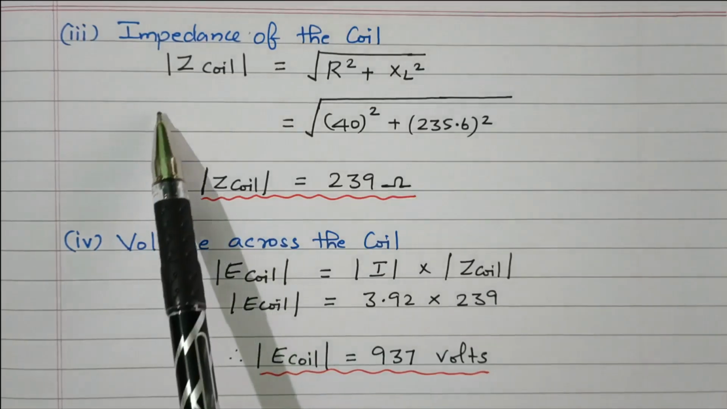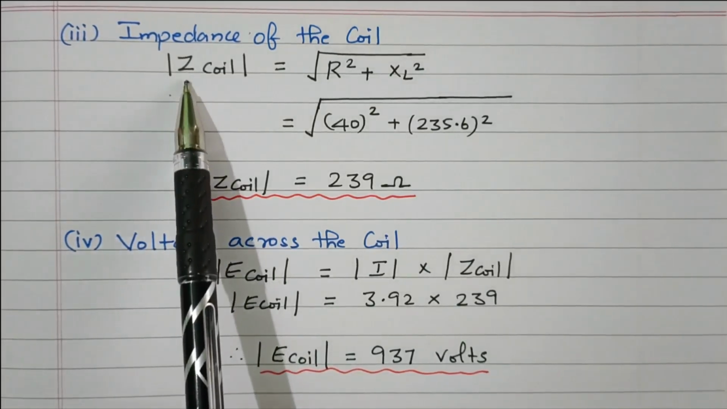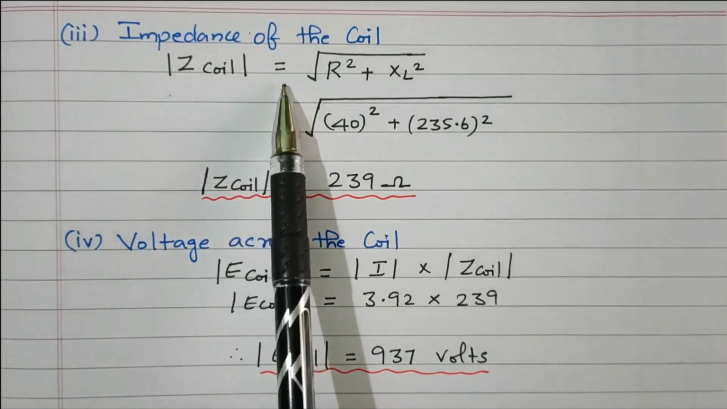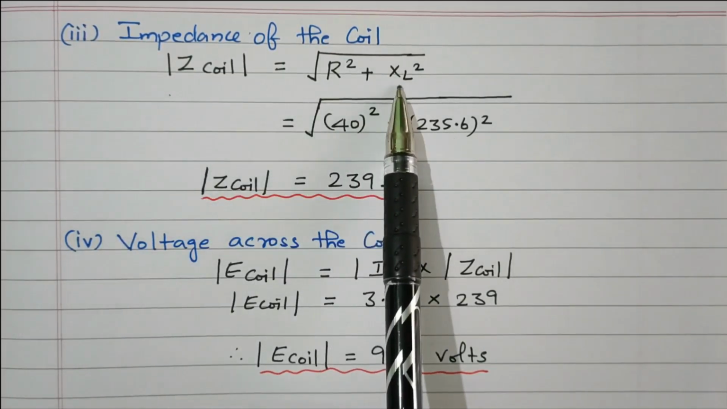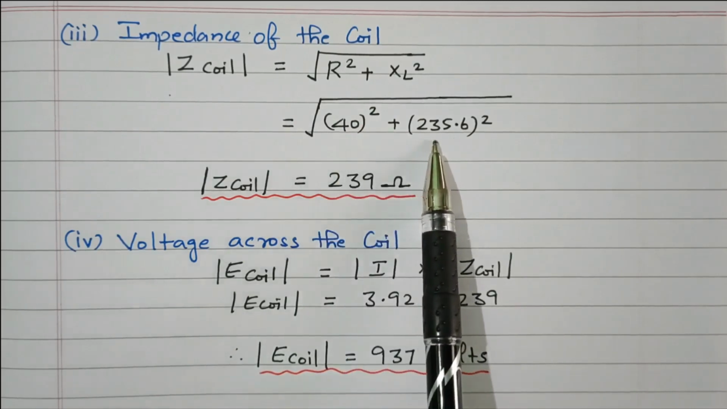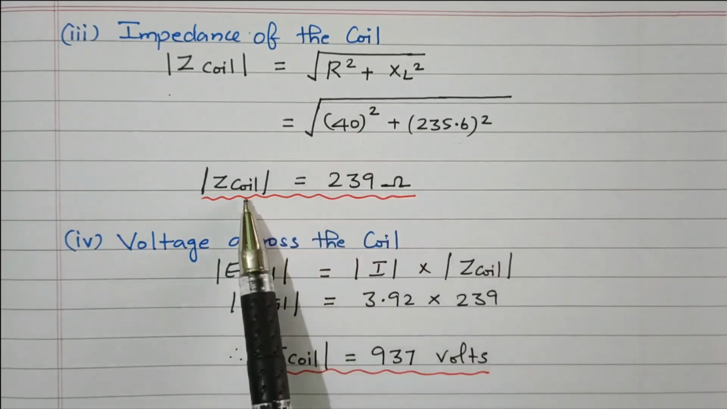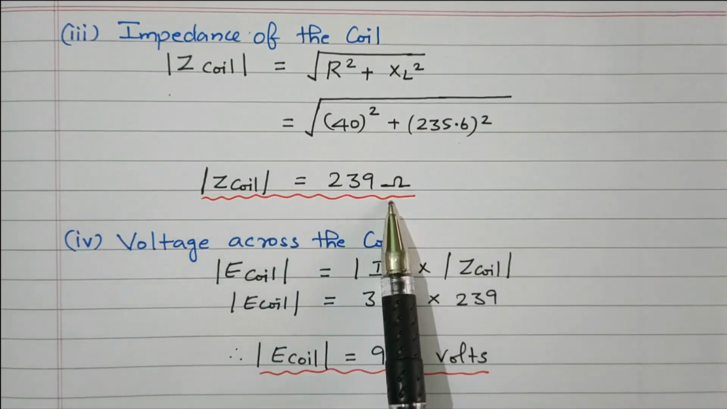Next we need to find the voltage across the coil. First we will find the impedance of the coil, then we will go for the voltage across the coil. Z coil, the impedance of the coil, equals the square root of R square plus XL square. That is the square root of 40 square plus 235.6 square. So the Z coil is 239 ohm.